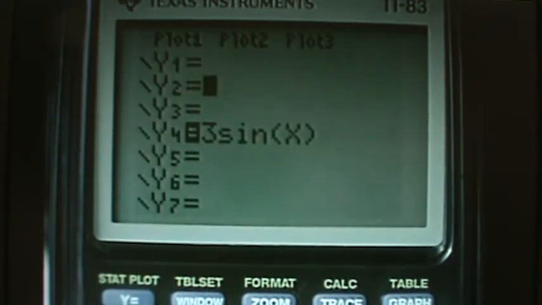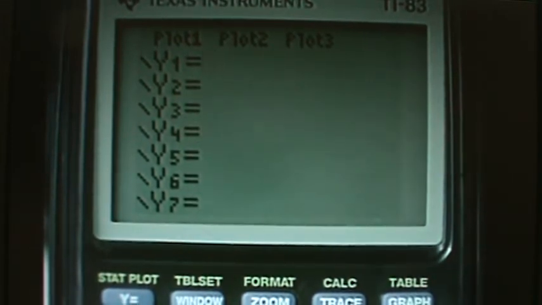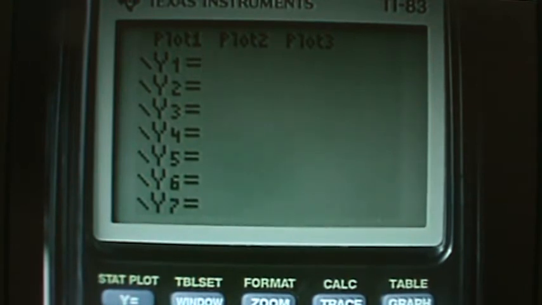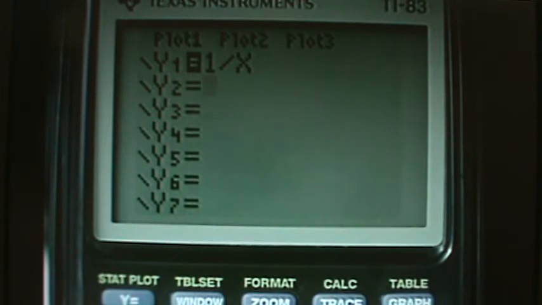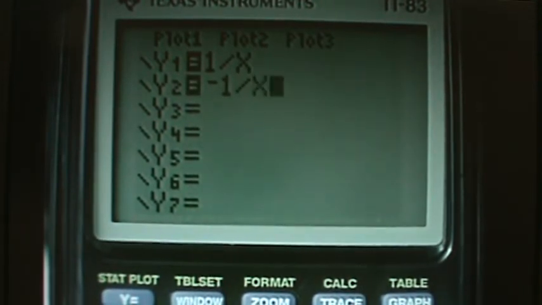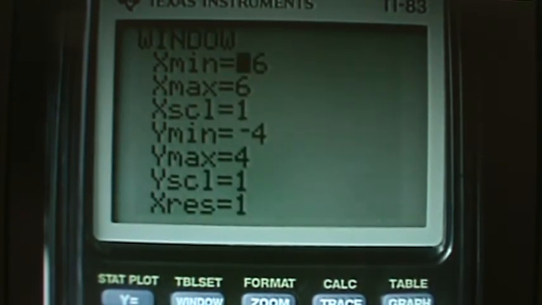Let's clear this one off and come up with a rather exotic looking border. How about a border that is something like 1 over x and the negative of 1 over x. And so here's the border, and I'm going to change window settings. We'll look at the border in just a second.